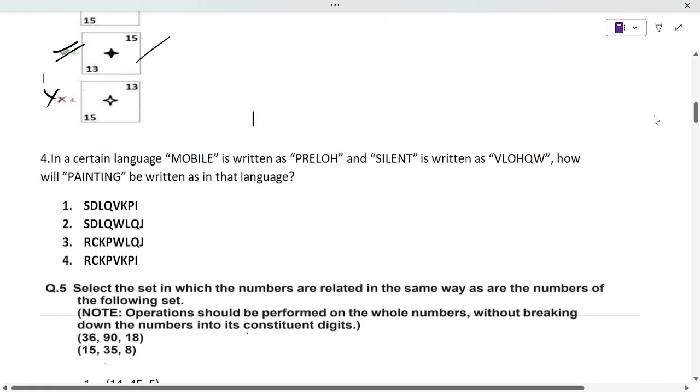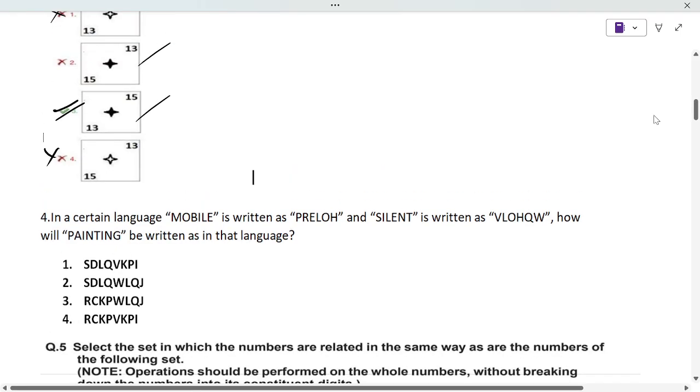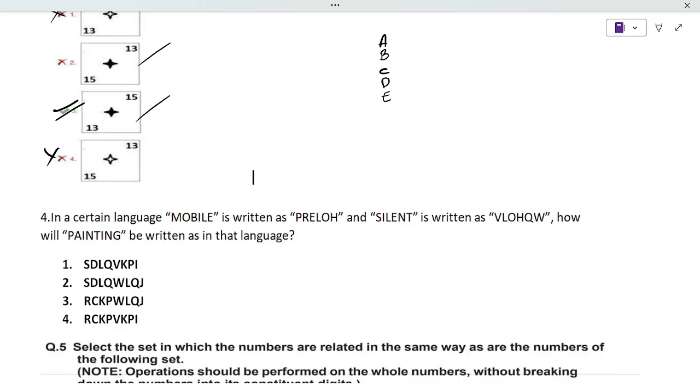Let's check this one. This one is from coding and decoding. So we need the alphabets. We know we have 26 letters in the alphabet. So if we divide by 2, that means 13 each, right? So A, B, C, D, E, F, G, H, I, J, K, L, and M. That's 13. So N, O, P, Q, R, S, T, U, V, W, X, Y, and Z.